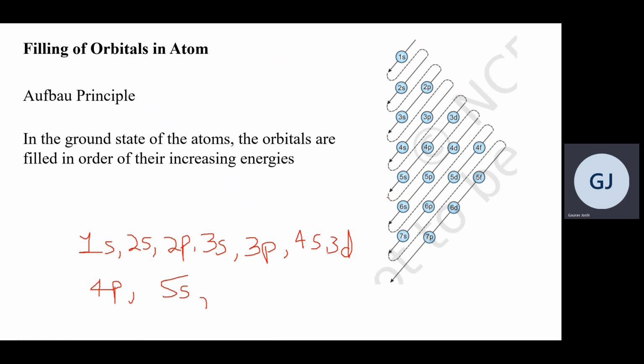After 5s, what are we doing? We are going again from this head to tail, and we are going till here. We have the 4d first and 5p second, 4d. And when I'm coming back, we have 5p and 6s. So this is how the electrons will be filled.